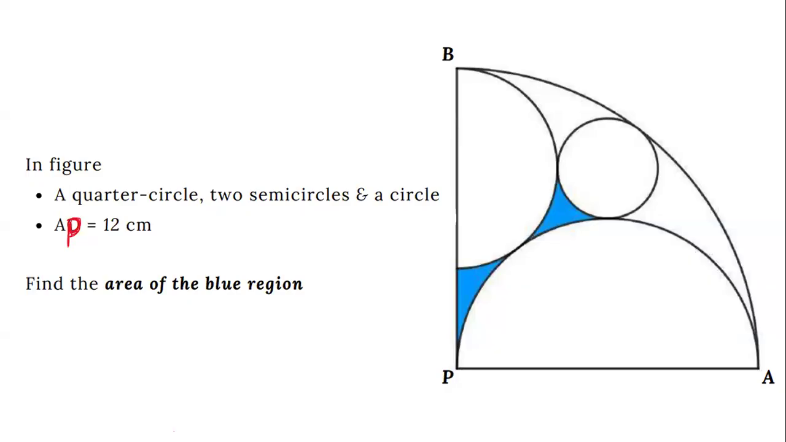In this problem it is given that in the figure a quarter circle, two semicircles and a circle are given. This is a quarter circle, this and this are semicircles, and this is a circle. The length AP, which is the radius of this quarter circle, is given as 12 centimeters. We have to find the area of the blue region.